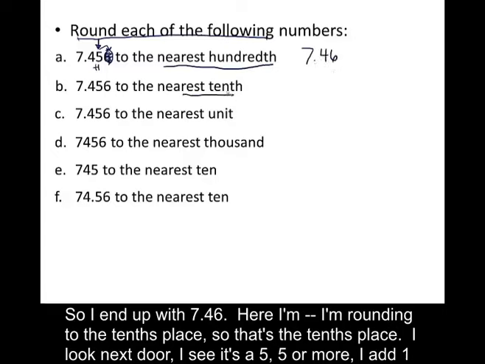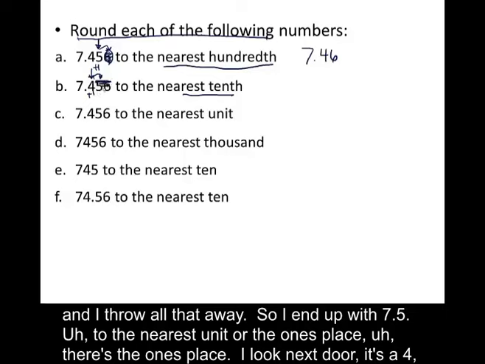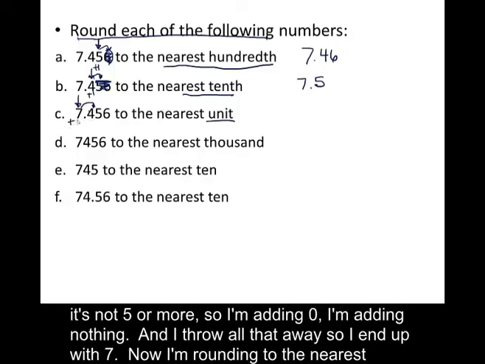Here I'm rounding to the tenths place, so that's the tenths place. I look next door, I see it's a 5 or more. I add 1 and I throw all that away, so I end up with 7 and 5/10. To the nearest unit, or the ones place, there's the ones place. I look next door, it's a 4, it's not 5 or more, so I'm adding nothing, and I throw all that away, so I end up with 7.